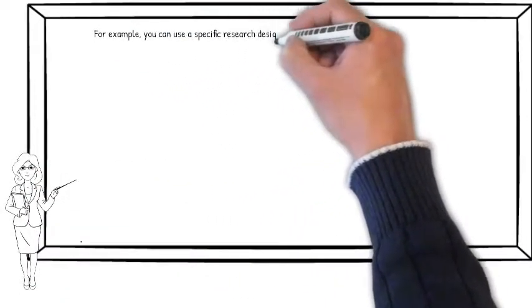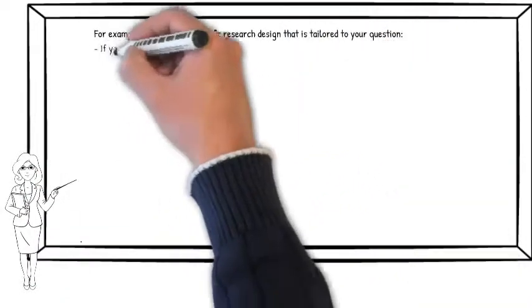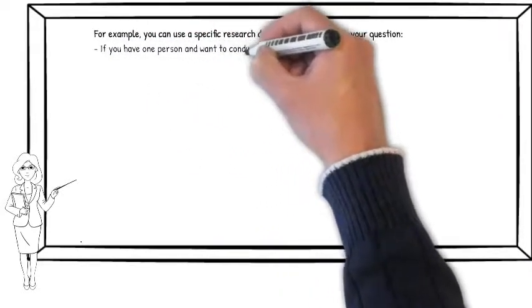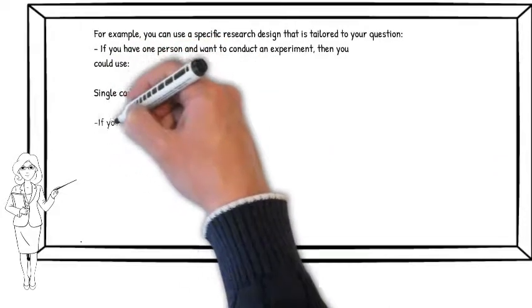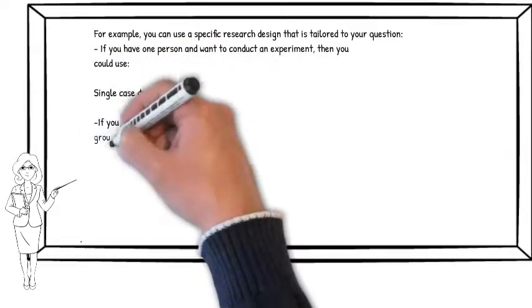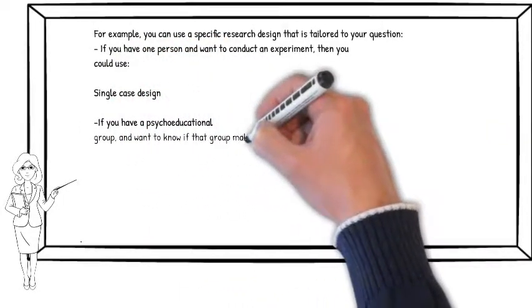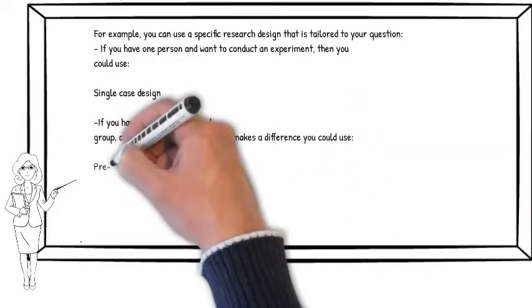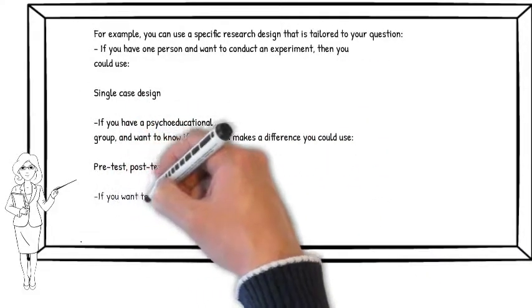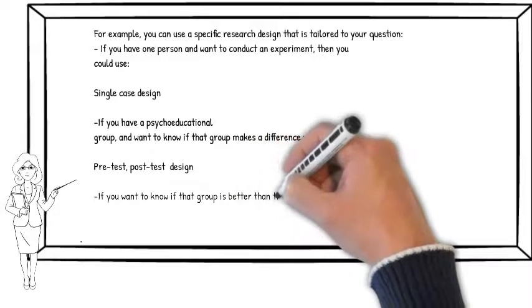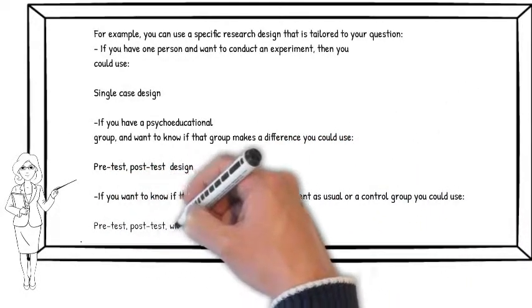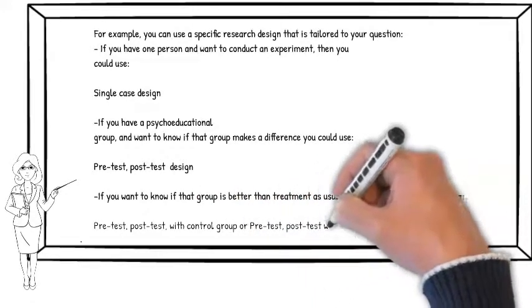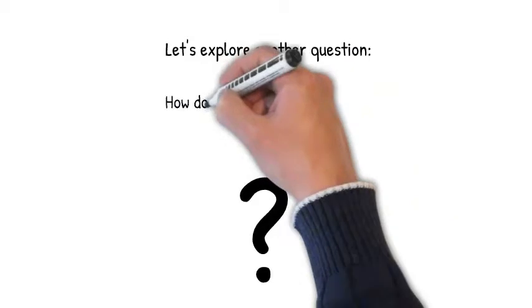So you're sitting in class and a professor asks you to think about research and how to use it more specifically. So there's different examples that your professor may go through. If you have one person and want to conduct an experiment, then you could use single case design. If you have a psychoeducational group and want to know if that group makes a difference, you could use pre-post test design. If you want to know if that group is better for treatment as usual or a control group, you could use pre-post test with a control group.